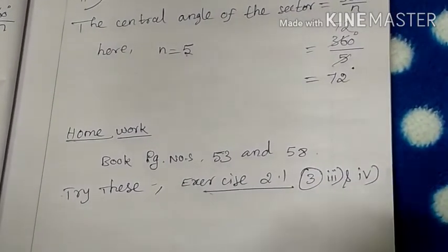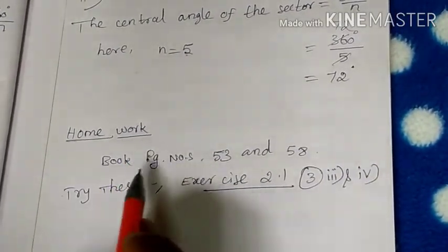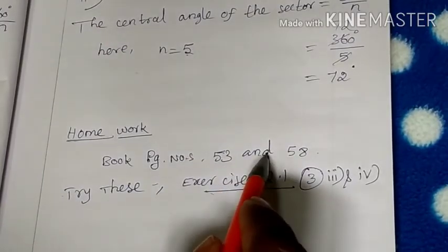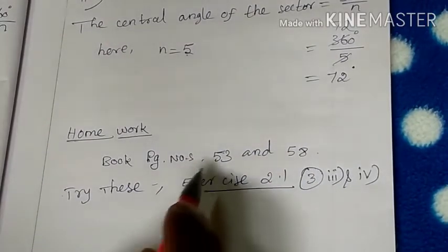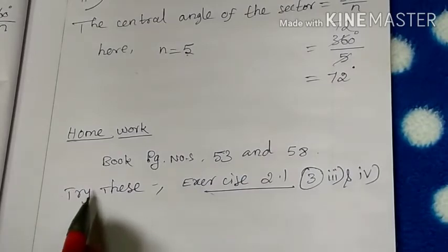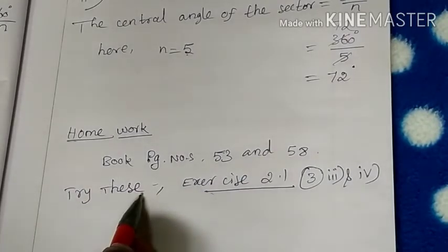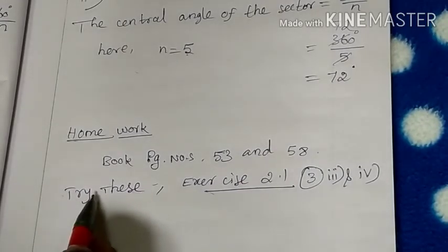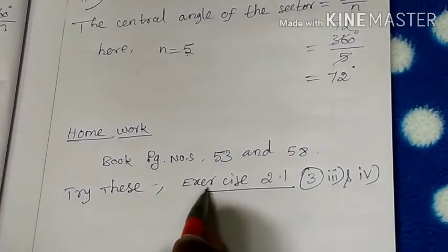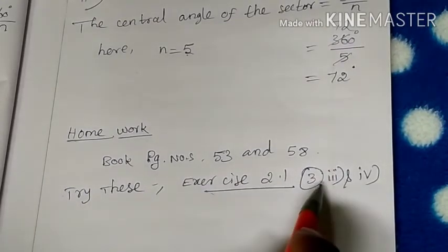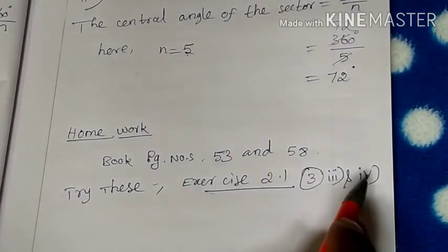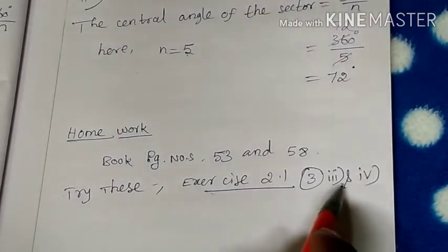Okay, dear students, today's homework, book page numbers 53 and 58. On page number 53, you have a Try This. This is similar to the previous sum. Try this. And exercise 2.1, third question, third subdivision and fourth subdivision. Okay. These are the homework for today's class.